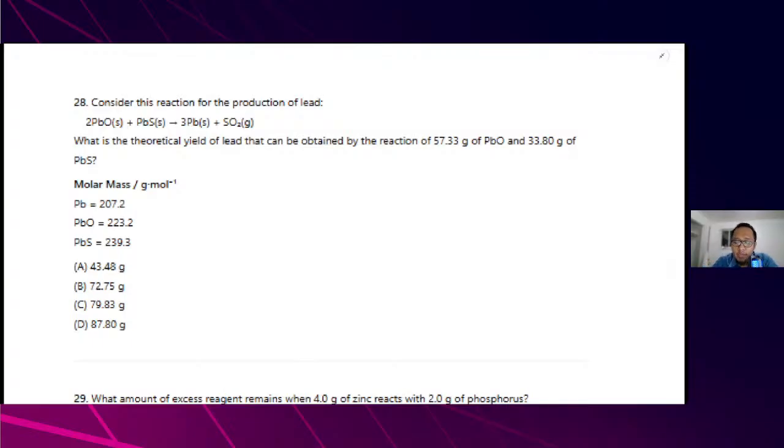Okay, again, consider this reaction for the production of lead. What is the theoretical yield of lead that can be obtained by the reaction, and so on. Okay, let's take a look at one by one. 2PbO plus PbS becoming 3Pb plus SO2.